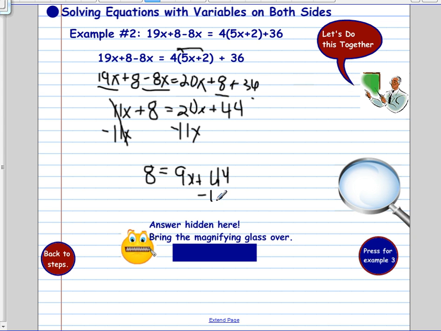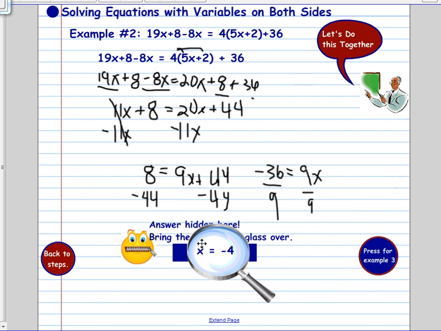Alright, then I'm going to subtract 44 from both sides, because since my 8 is on this side, I'm going to subtract that way. Okay, so then I'm going to say negative 36 equals 9x, divide by 9, divide by 9, and negative 36 divided by 9 is negative 4.